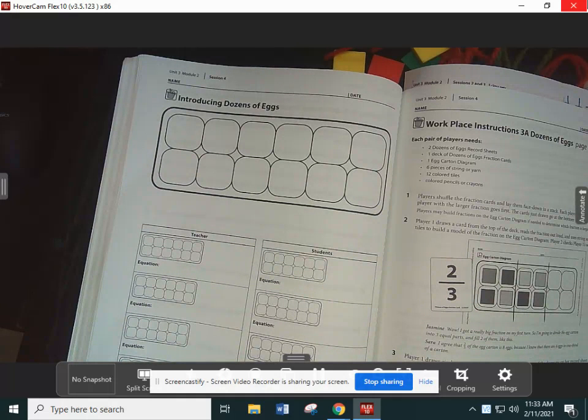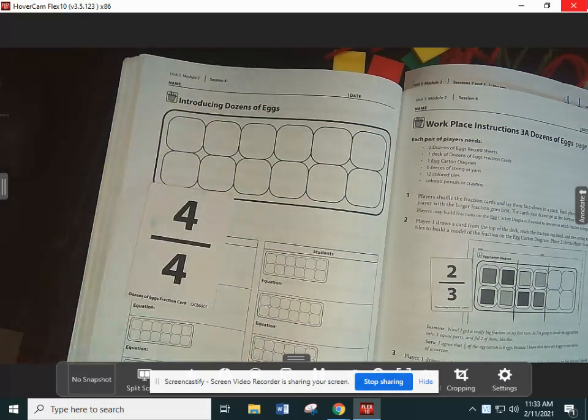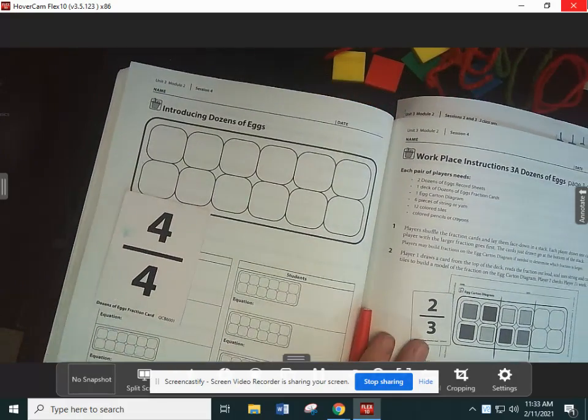Flip it up. Oh my goodness. You guys are cheating. Why? We are. Oh yeah. Look what she picked.